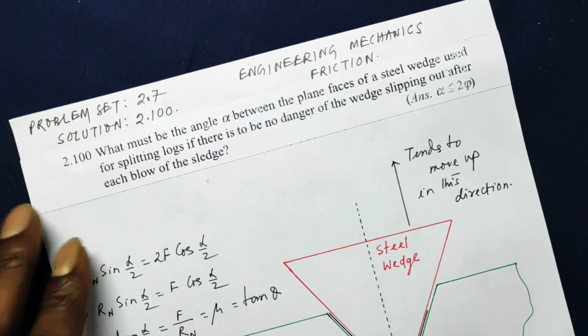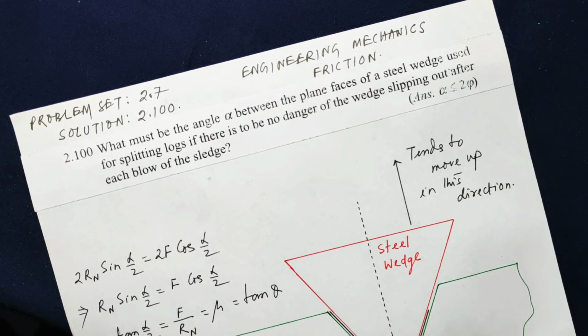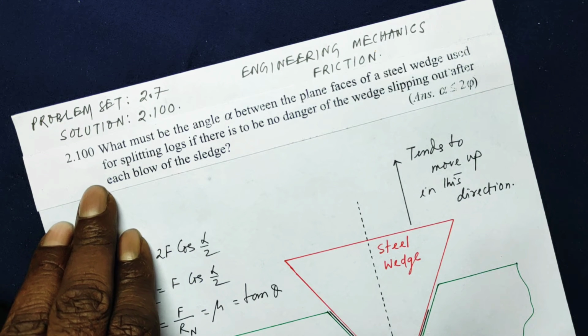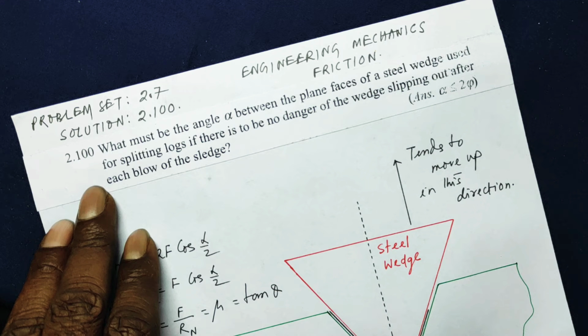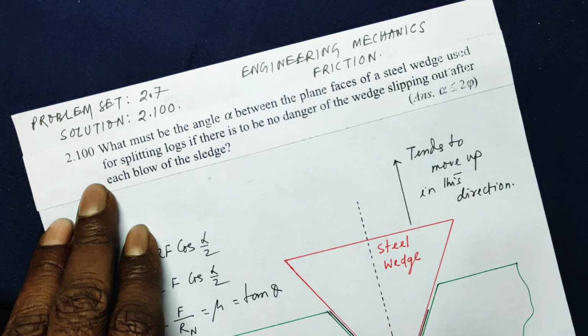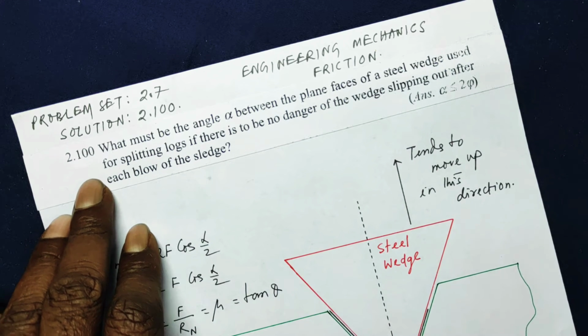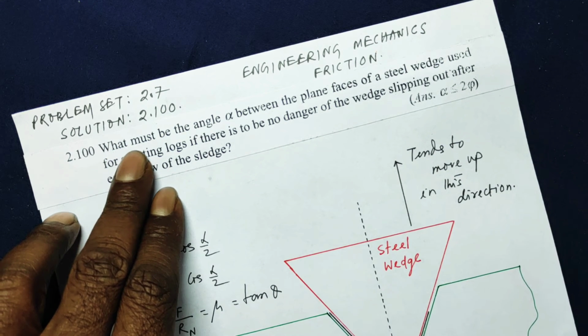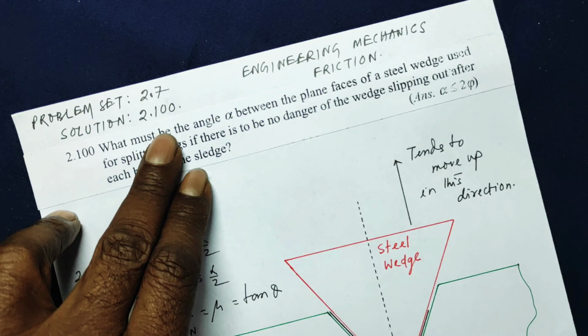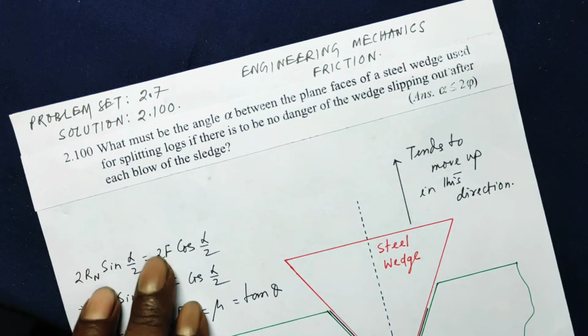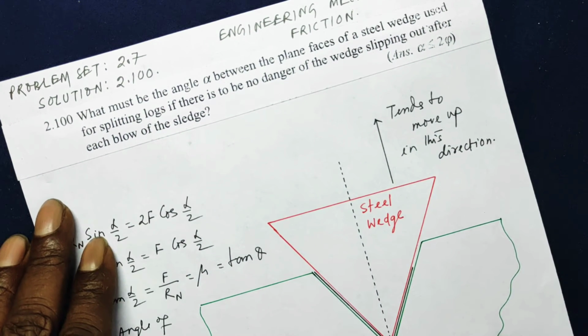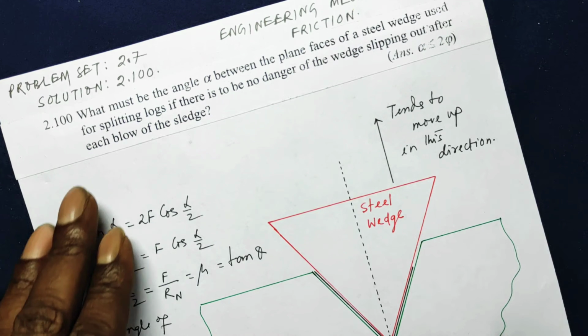Okay, dear students, let us move on to engineering mechanics. Now let us do the friction part of the problems from Engineering Mechanics by Professor Timoshenko and D.H. Young. Problem set 2.7, solution to 2.100. So let me read out the statement of the problem first.